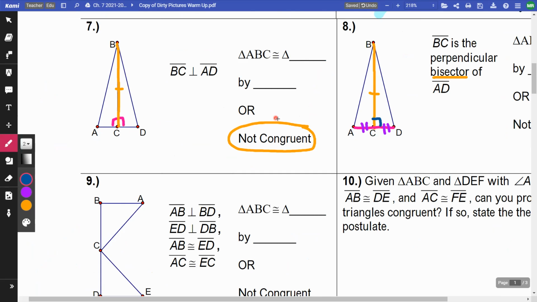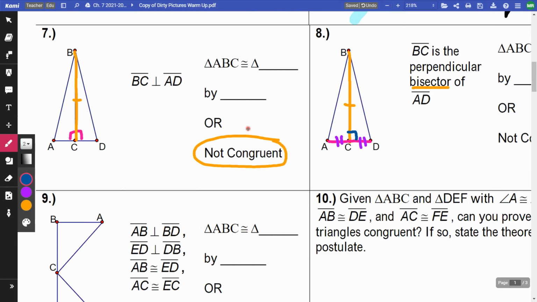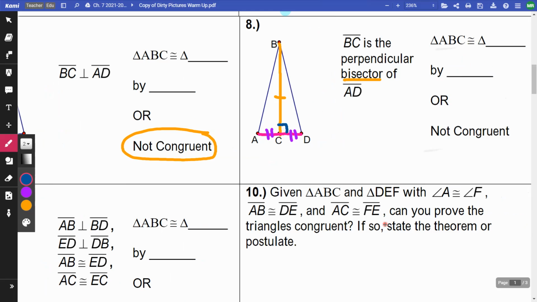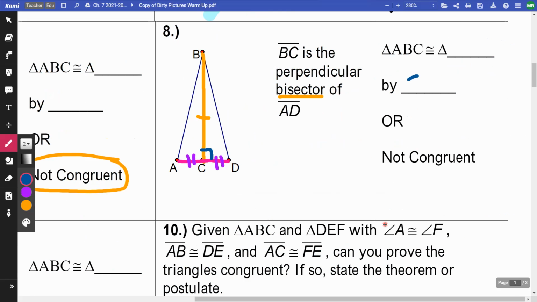So now, even though it's the same picture and very close to the same information, the difference is this word bisector. Now I have side, angle, side. So these are going to be congruent by side, angle, side. And triangle A, B, C is going to correspond with D, B, C. We have to do that order.